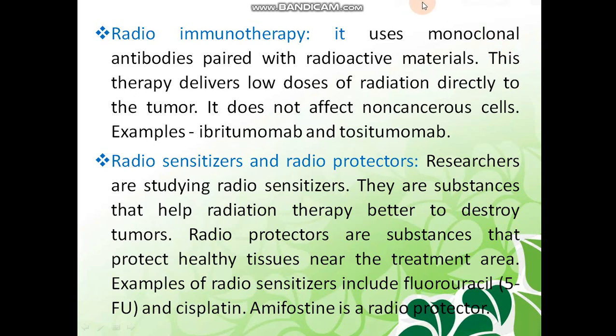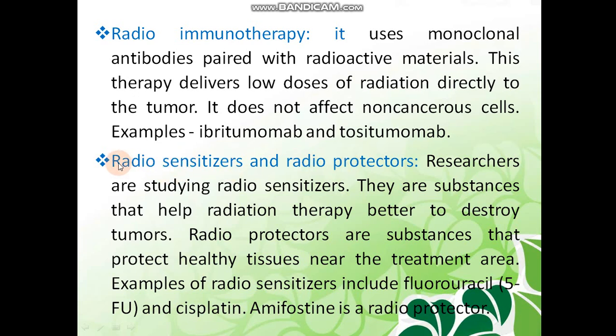So here what we do is give the radioactive materials along with monoclonal antibodies. The monoclonal antibodies will take the radioactive material directly to the cancer cells. Only the cancer cells will be exposed. This therapy delivers low doses of radiation directly to the tumor. A low dose is effective because it is given directly to the tumor. It does not affect non-cancerous cells. Examples: ibritumomab and tositumomab.